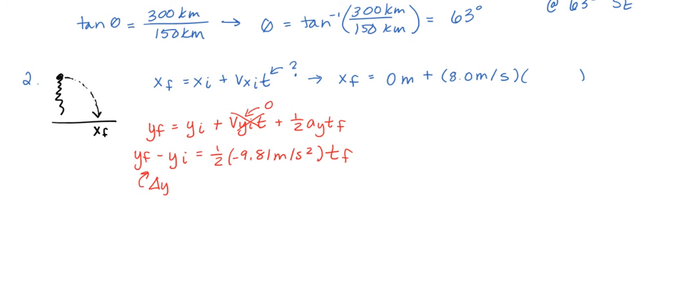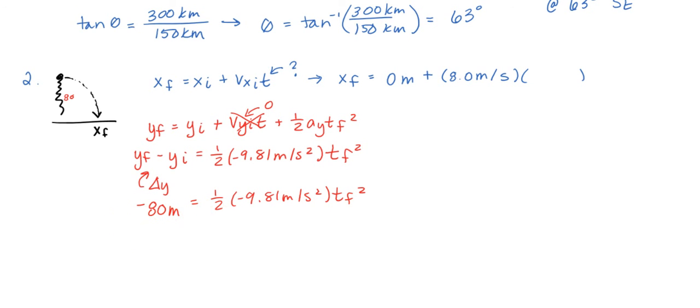Actually, I think I've made a mistake here. I just forgot a square. The square goes here. Okay, so from this point, I have the change in y is negative 80 meters because the cliff is 80 meters tall. So I have negative 80 equals 1/2 times negative 9.81 meters per second squared, and then the final time squared.